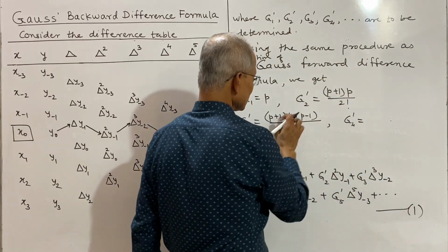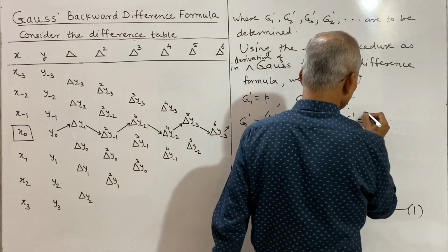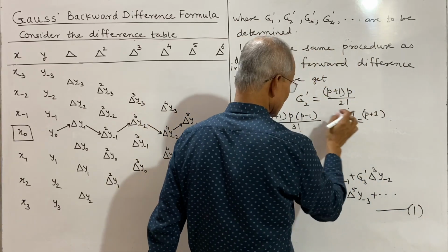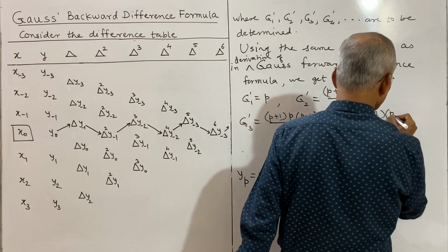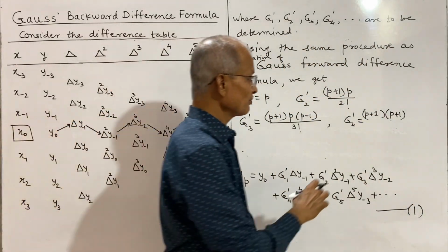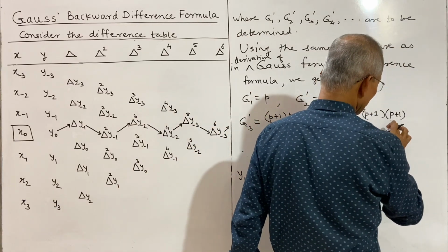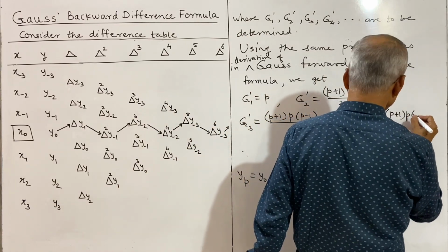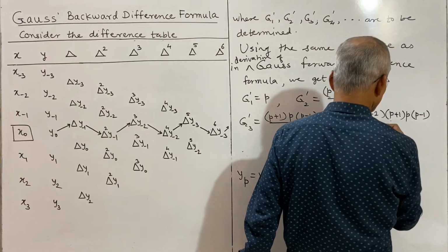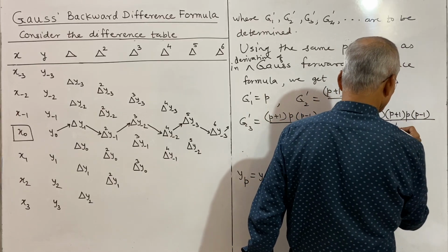after taking p plus 1, we shall consider p plus 2, p plus 1, these terms decrease by 1, starting with p plus 2, p plus 1, then p, 4 terms we should write, and last is p minus 1 divided by 4 factorial.